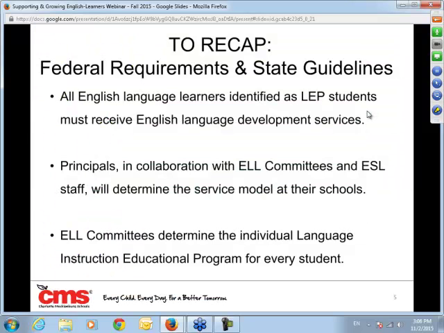So to recap, the federal requirements and state guidelines, all English language learners identified as LEP must receive English language development services. Principals, in collaboration with the L Committee and ESL staff, will determine the service model at their school. And L committees also determine individual language instruction educational programs for every student, so the LIEP, which we're going to take a look at here next.